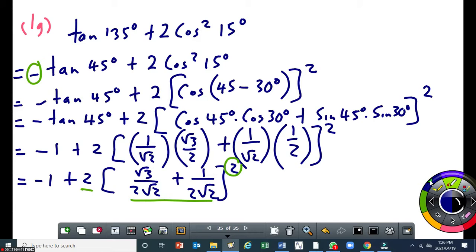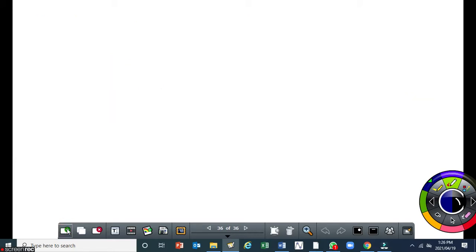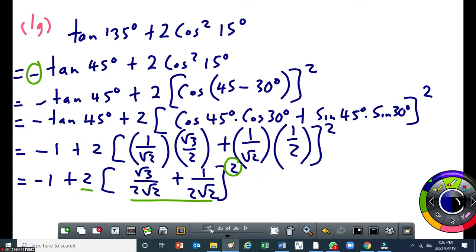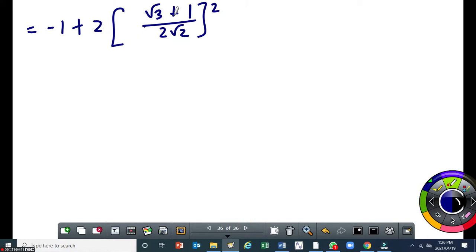So my next step, let me do it on the next page. So I'm going to have equal to minus 1 plus 2 open square bracket. So that will be square root of 3 plus 1 all over 2 root 2 all squared. Then allow me to square everything inside. That square then means the numerator must be squared, the denominator must be squared. Yes? It's a plus. Alright, thank you for that. It's a good sign that you are following.